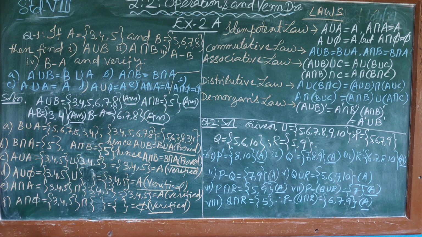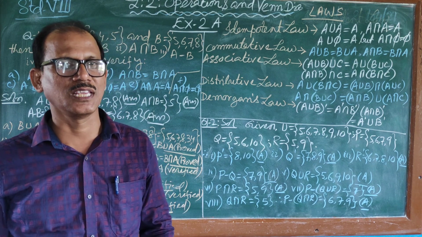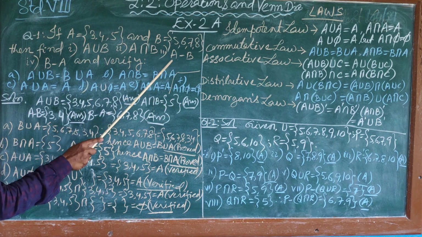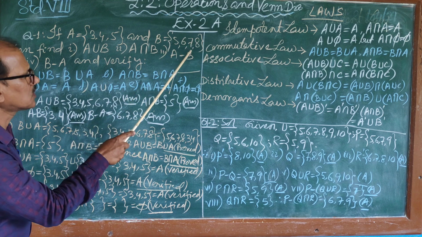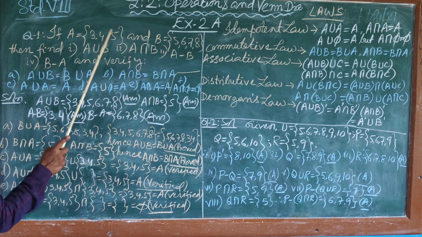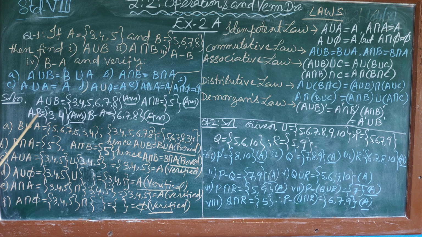Now moving on to A minus B. I have said in the previous video, A minus B is the elements present in the first set, the minuend, which are not present in the second set, the subtrahend. So the elements of set A are 3, 4, 5. Out of these, the elements which are not present in B will be A minus B. 3 and 4 are not present in B. You see, 5 is present there, so 5 will not be included. So A minus B is 3 and 4.